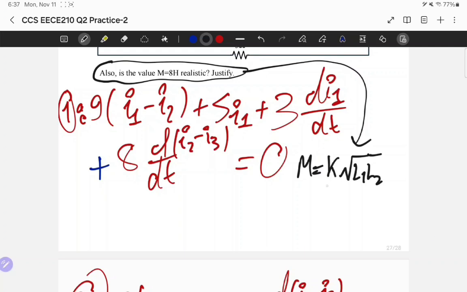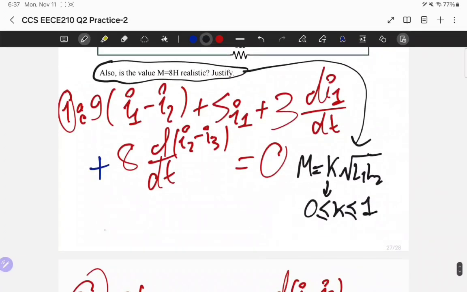Yeah, and K is a number between 0 and 1. It's a factor. You can say it's an efficiency. Really, I'm not really sure if you can consider it like that. But K is a number between 0 and 1. Yeah, you can consider it as an efficiency, as how good is the mutual coupling between these two inductors.